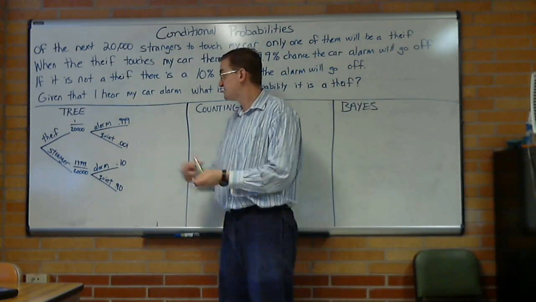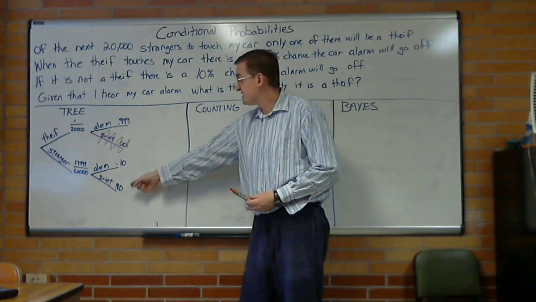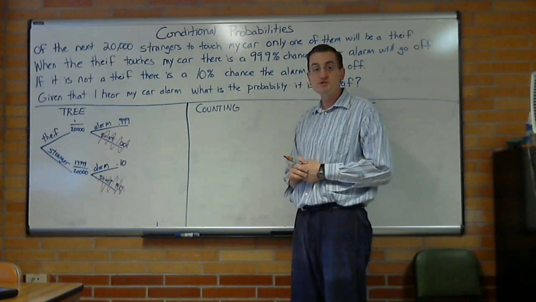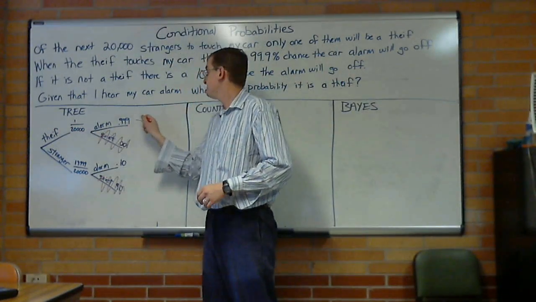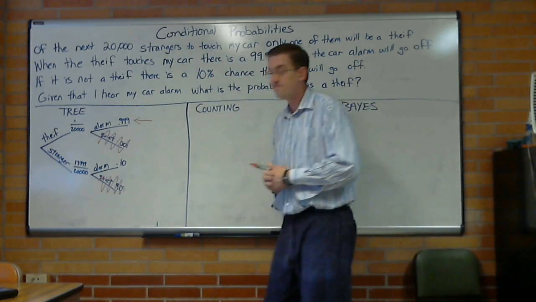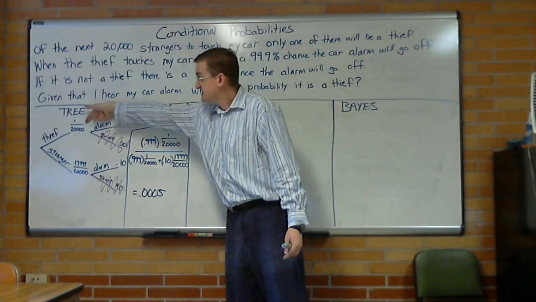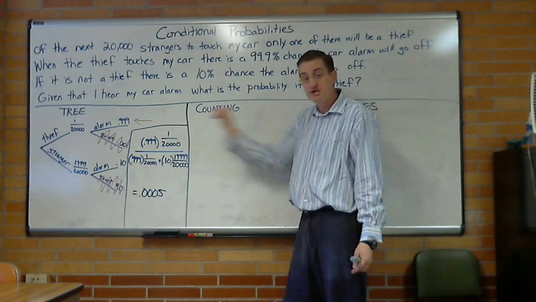So this branch, which says it was quiet, is a branch we're going to burn. This branch here, which says it was quiet, that's a branch we're going to burn. And we want the probability of which branch? The probability of the thief, which is right here. So I'm going to put that probability, 0.999 times the 1 over 20,000, that's my numerator.